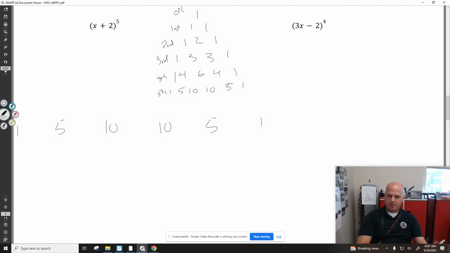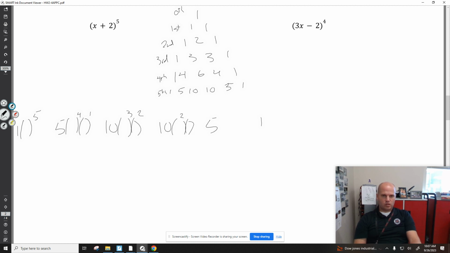Descending powers, ascending powers. First term to the fifth, second term to the 0. First term to the fourth, second term to the first. First term cubed, second term squared. First term squared, second term cubed. First term to the first, second term to the fourth. First term to the 0, second term to the fifth. Plug in: x, 2, x, 2, x, 2, x, 2, x, 2.